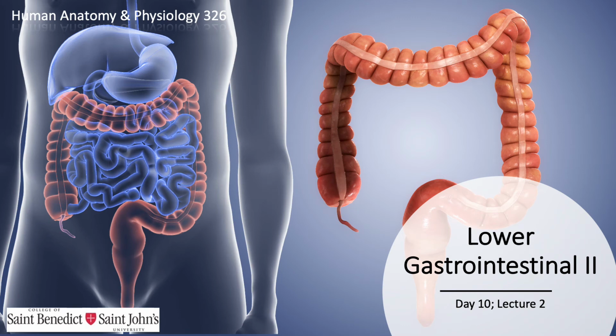All right, and on to lecture 2 for day 10, where we'll finish up the lower GI. Here we'll be focusing on those accessory digestive organs, and we'll talk about the digestion that occurs within the lumen, and then we'll move on to the large intestine.